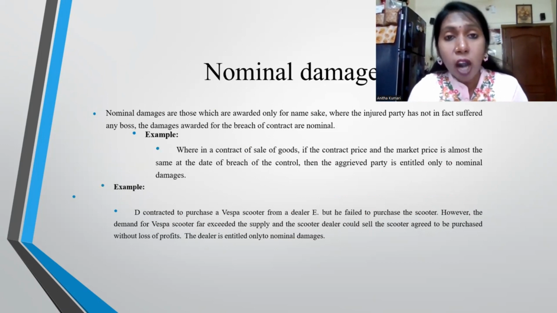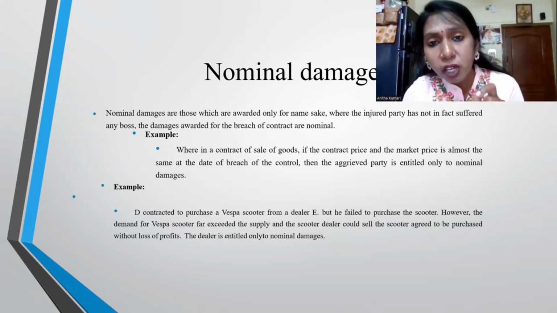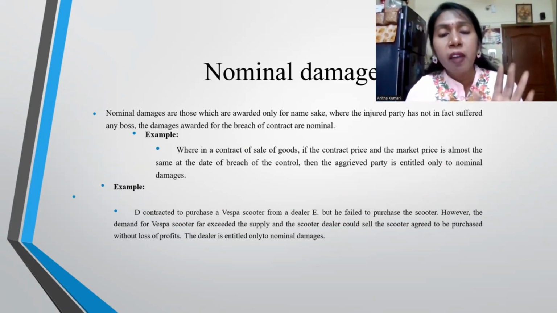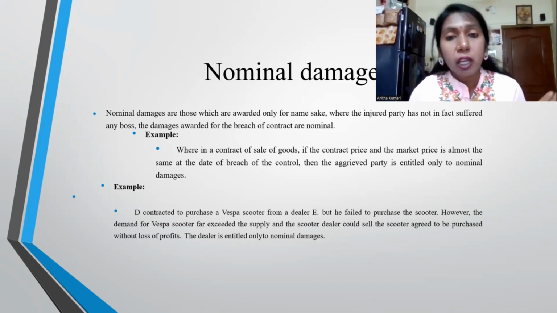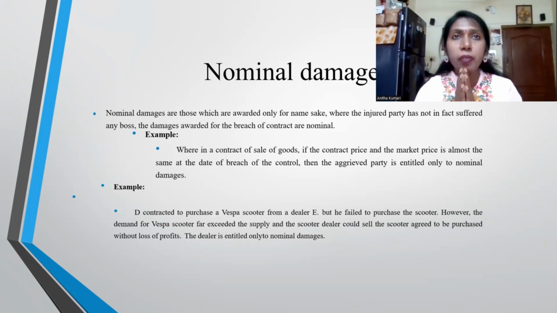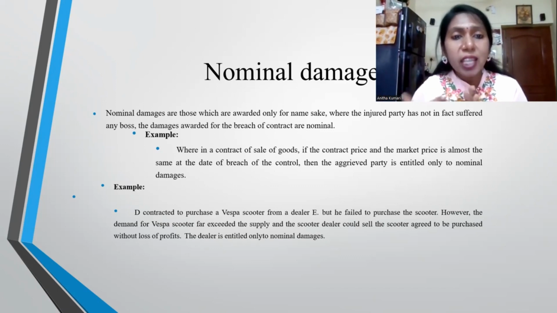Nominal means namesake. Ordinary means only the market differentiation price has to be given as a compensation under the ordinary damages. Whereas under the special damages, fully they have to compensate. Whereas under the nominal damages, this is only for namesake. Even though one party is not performing his respective promise, the other party will not face that much loss, because I will give you some examples.